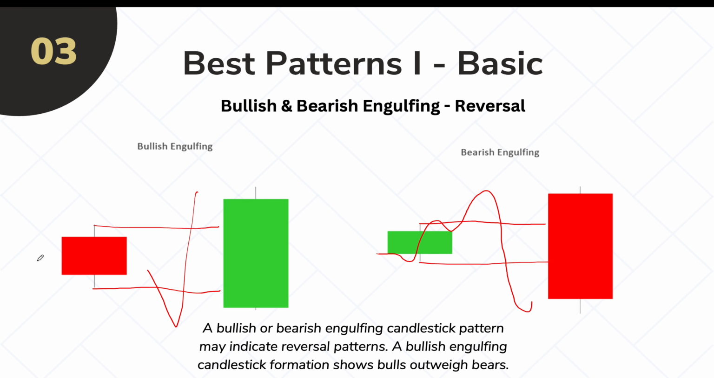So if you see a red candle followed by a massive green candle at an important level, anticipate a bullish engulfing candle, and vice versa at an important level. If you see a small green candle followed by a massive red candle, and with massive I mean a big body, big momentum, big volume, expect lower prices.